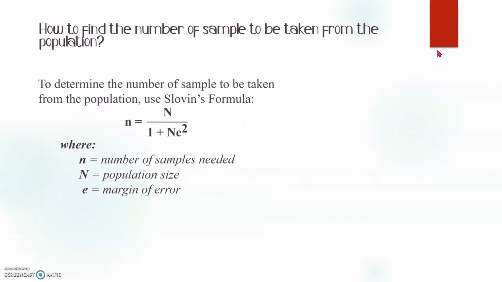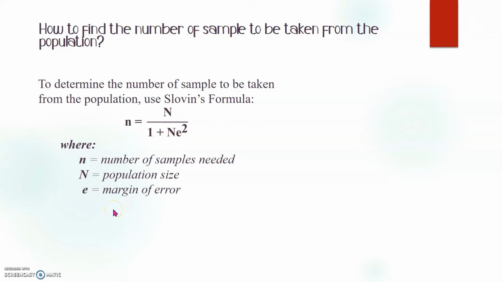So how do we find the number of samples to be taken from the population? To determine the number of samples to be taken from the population, we use Slovin's formula. Slovin's formula is that the number of samples is equal to the population size over 1 plus the product of the population size and the square of the margin of error.